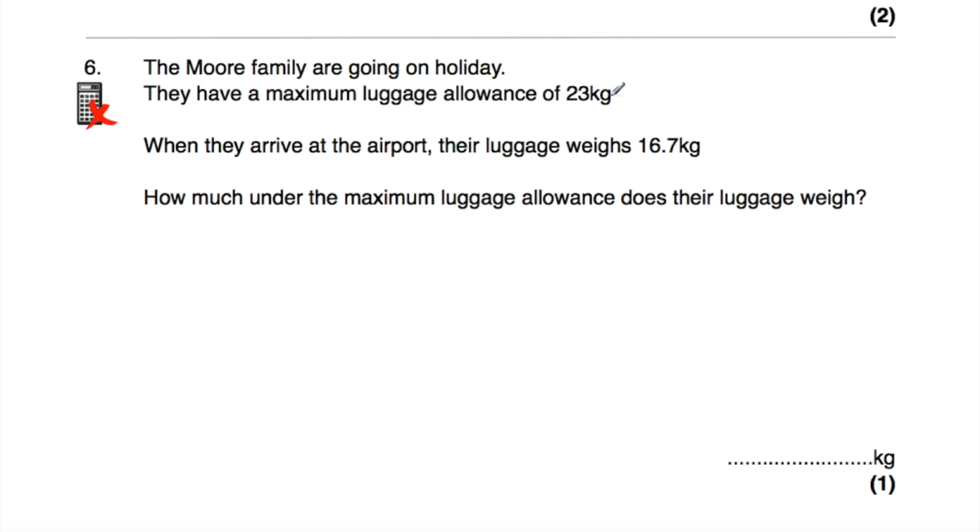Okay, so what we need to do is subtract how much their luggage weighs from their maximum luggage allowance. So the maximum luggage allowance is 23 kilograms, so we've got 23 kilograms, and their luggage weighs 16.7 kilograms. And we're going to be subtracting. And here, because we've got our decimal point and our 7 here, let's put a decimal point and a 0 there as a placeholder.